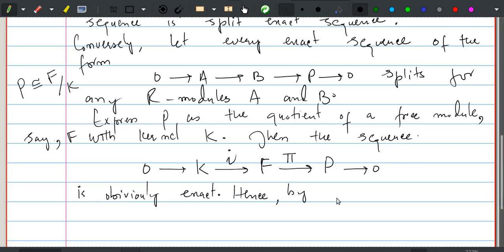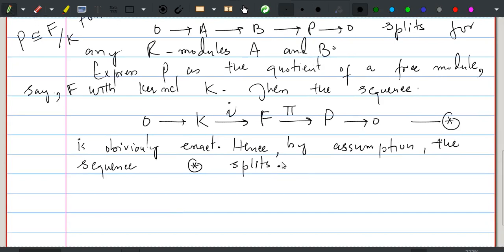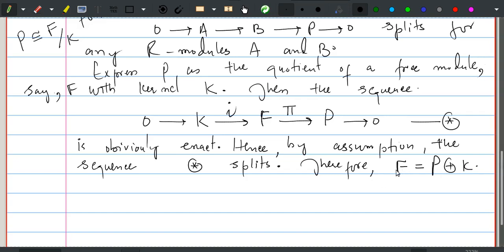Hence by assumption, let us denote this by star. So the sequence star splits. Now if this sequence splits, that means this F is actually the direct sum of P and K. Now F being a free module and P being a direct summand of a free module implies that P is projective by definition of projective module. Hence P is a projective module.